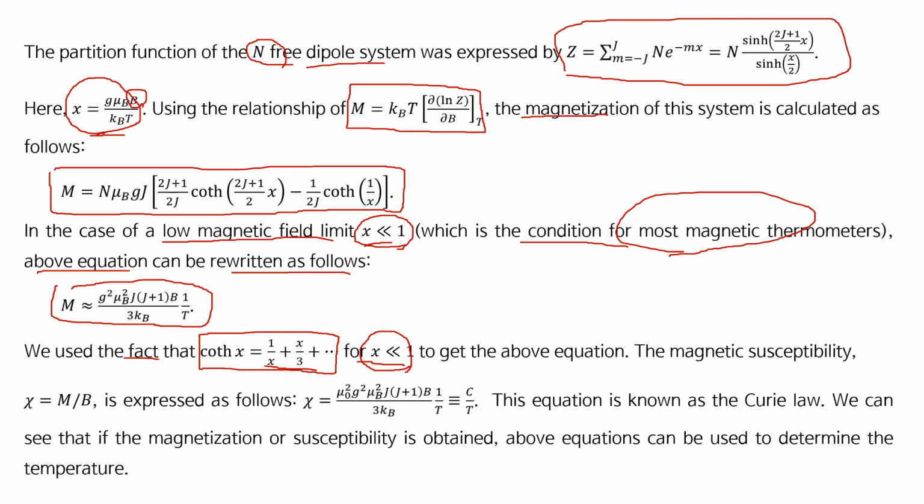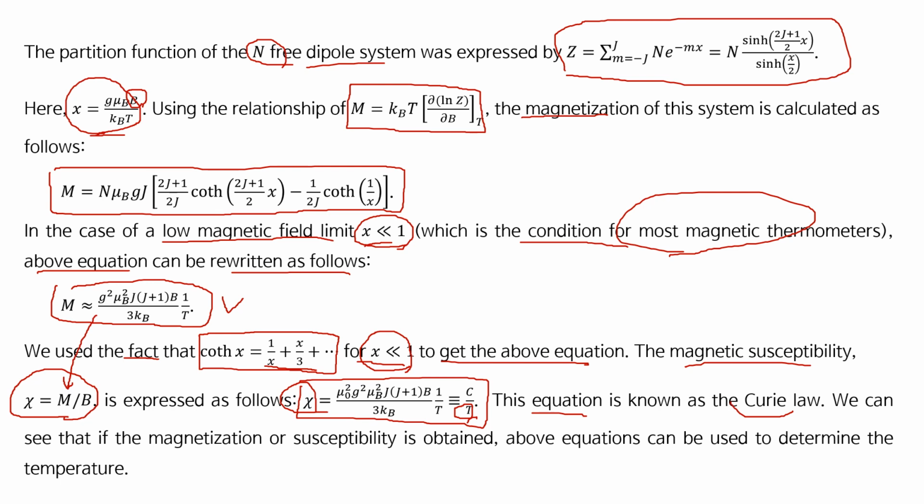So we can get this equation. The magnetic susceptibility chi equals M over B, expressed using this M as follows. So magnetic susceptibility is inversely proportional to temperature. This is called the Curie law.